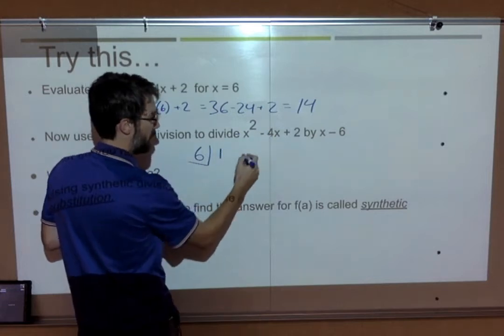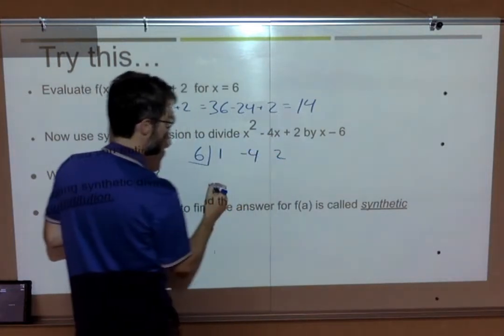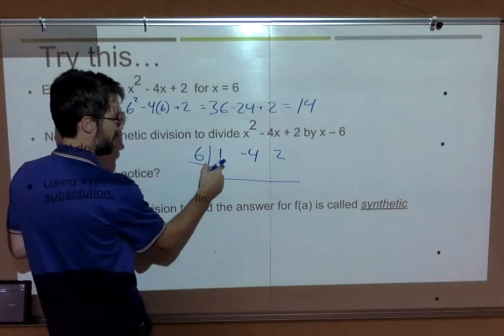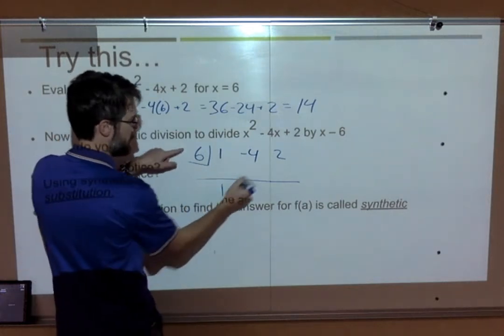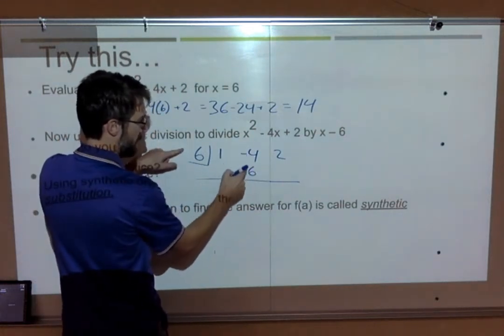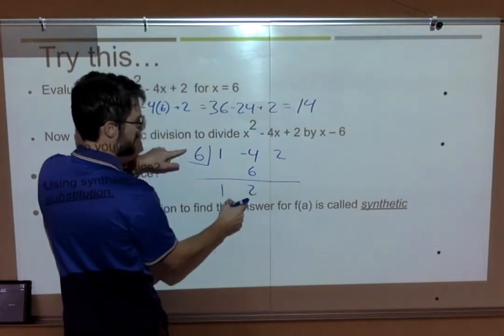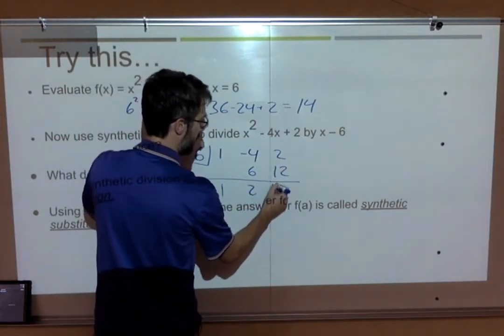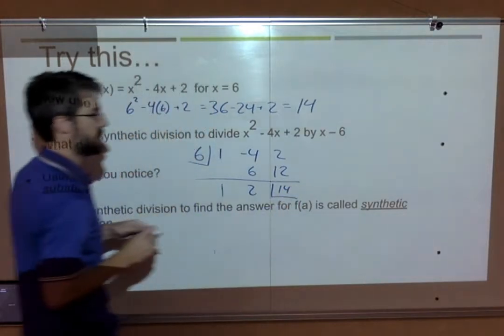So our coefficients are 1, negative 4, and 2. And the 1 drops down. 1 times 6 is 6. Negative 4 plus 6 is 2. 6 times 2 is 12. And then our remainder is 14.